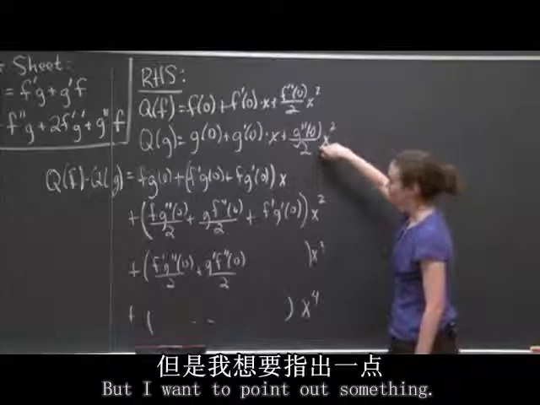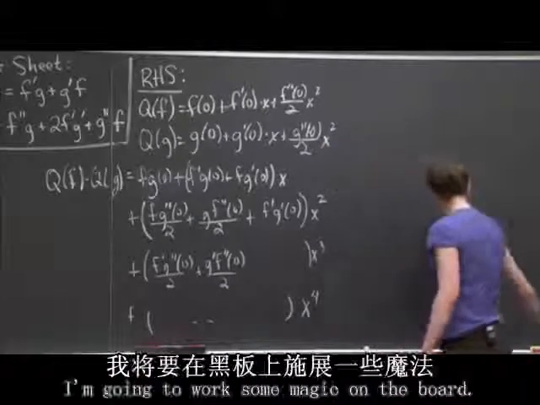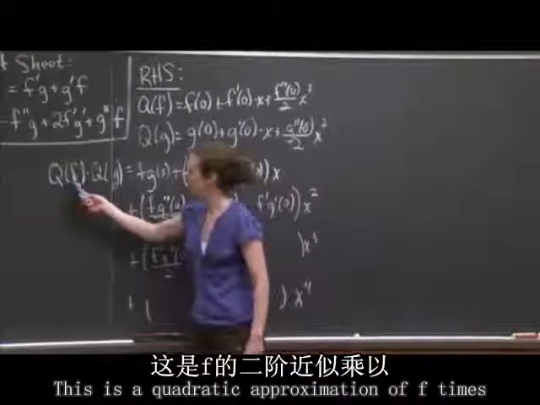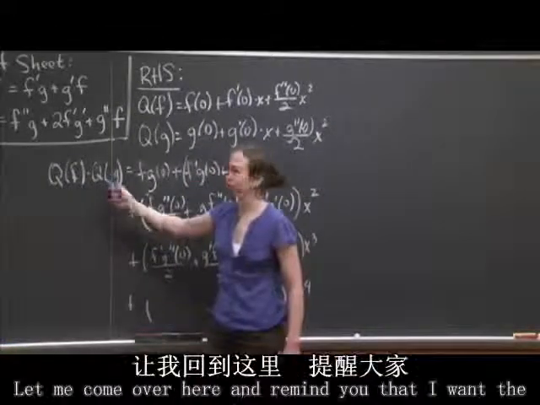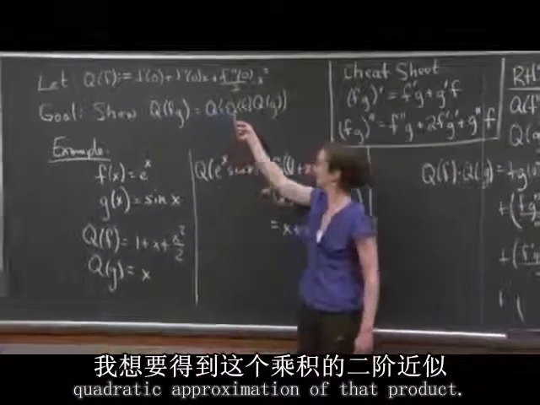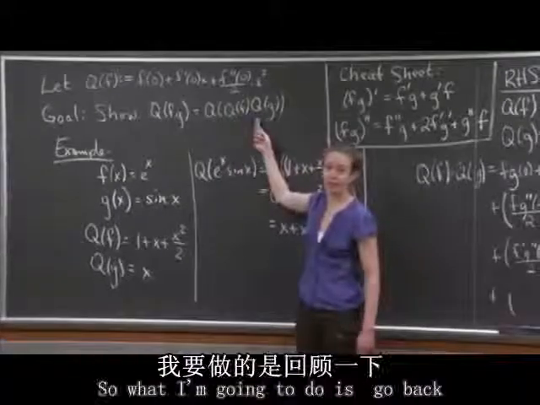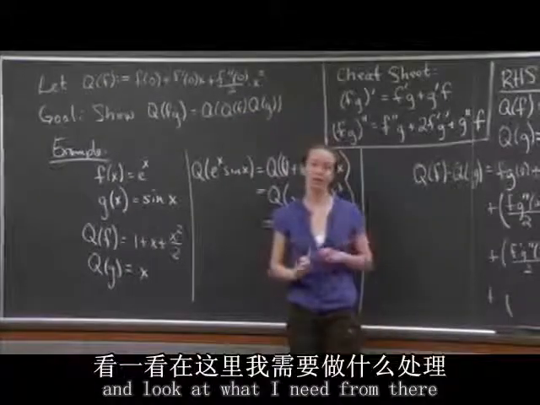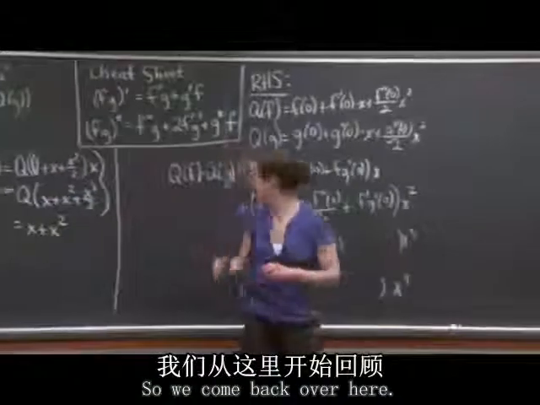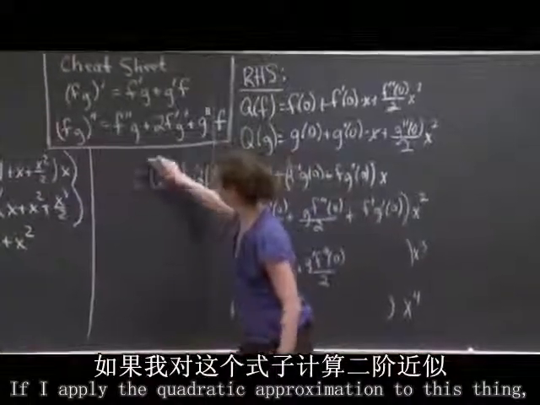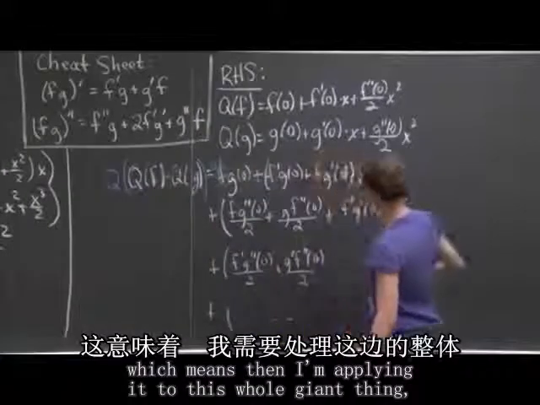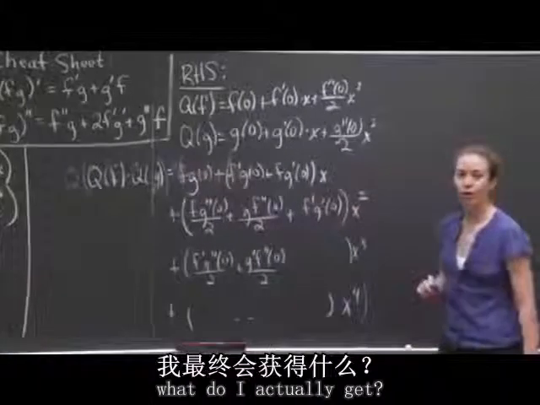But I want to point out something. What I'm going to do, I'm going to work some magic on the board. This is the quadratic approximation of f times the quadratic approximation of g. Let me come over here and remind you that I want the quadratic approximation of that product. So what I'm going to do is go back and look at what I need from there to be the quadratic approximation of that product. So if we come back over here, if I apply the quadratic approximation to this thing, which means then I'm applying it to this whole giant thing, what do I actually get?